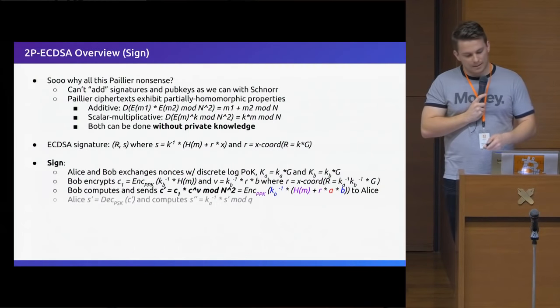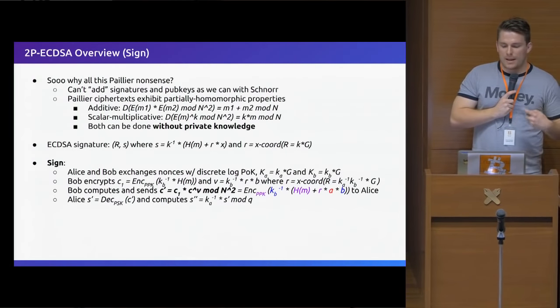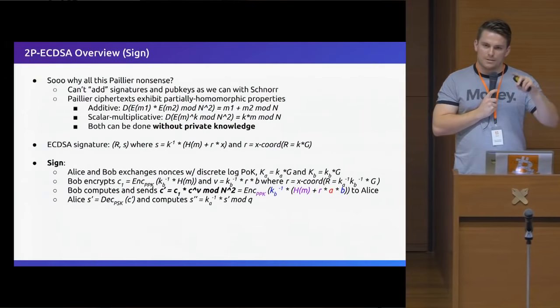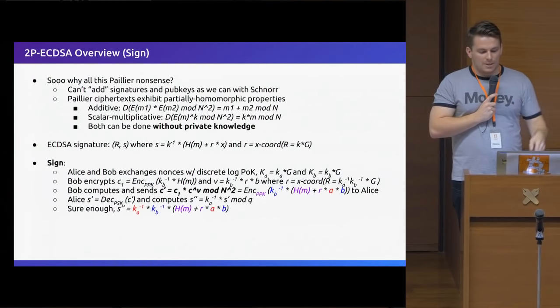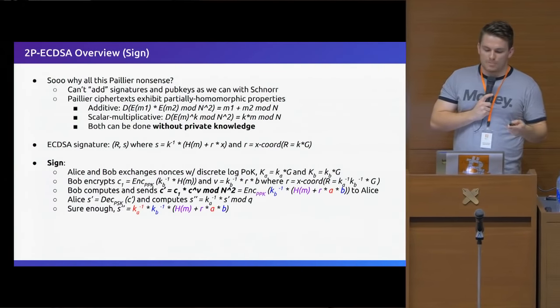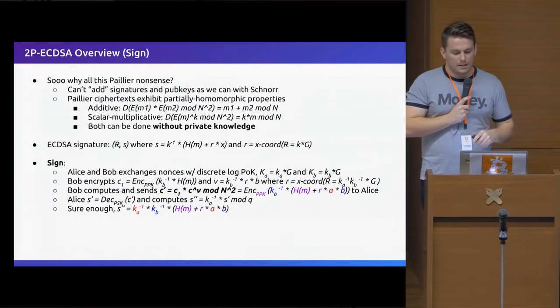And he sends it back to Alice. Alice is able to then decrypt it and multiply by the inverse of her nonce. And that generates the full signature. And if you compare this to the equation above, it's sort of like the simple ECDSA protocol.